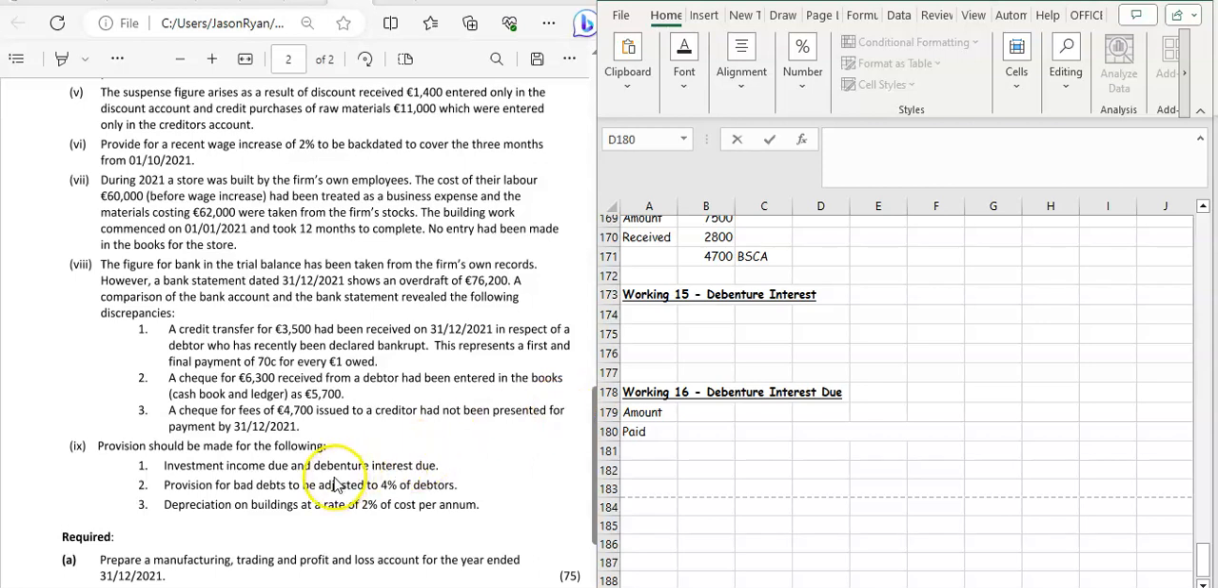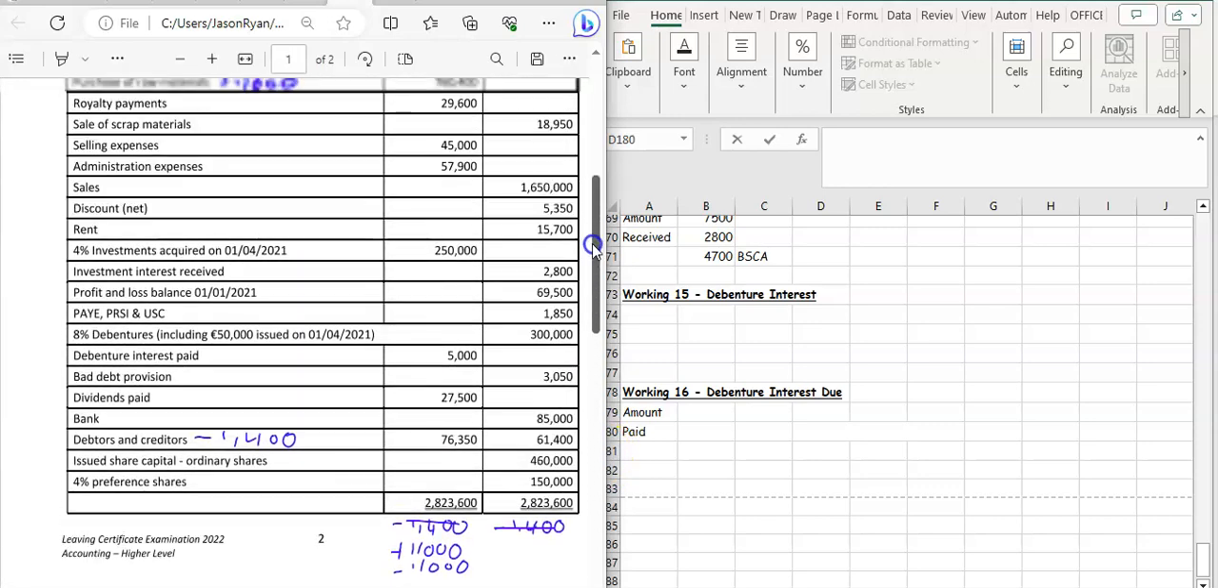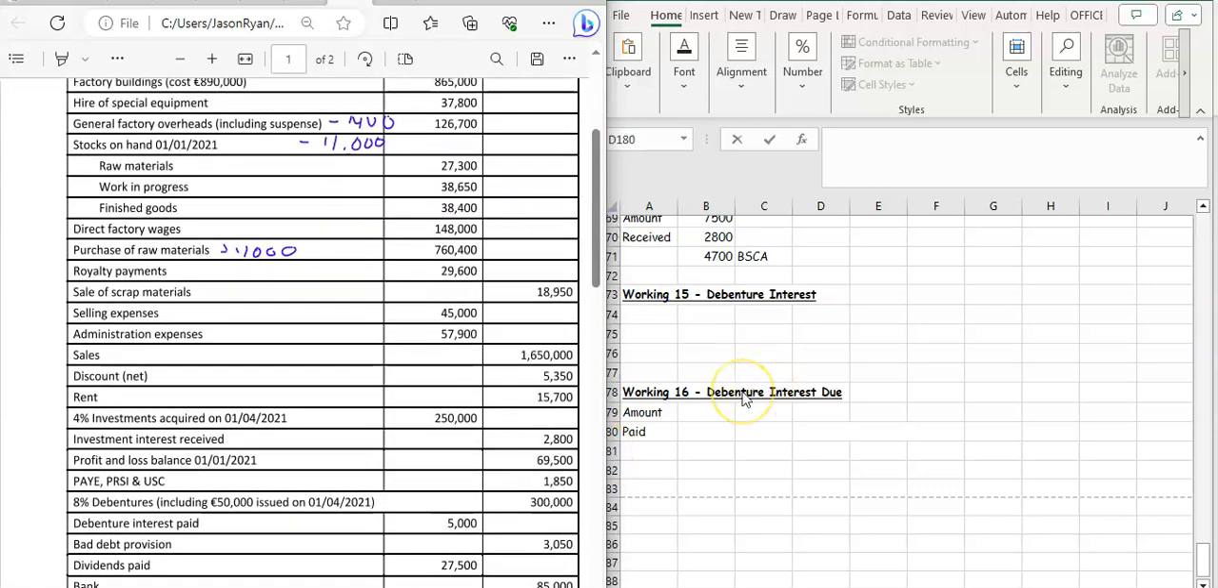Okay, so let's have a look at the last adjustment for the debenture interest for the 2022 McGuigan manufacturing account. So it's looking at debenture interest due. Because it says debenture interest due, we must have paid some of our debenture interest already. So let's have a look at our debenture interest and calculate the yearly amount. So there's two steps to this.